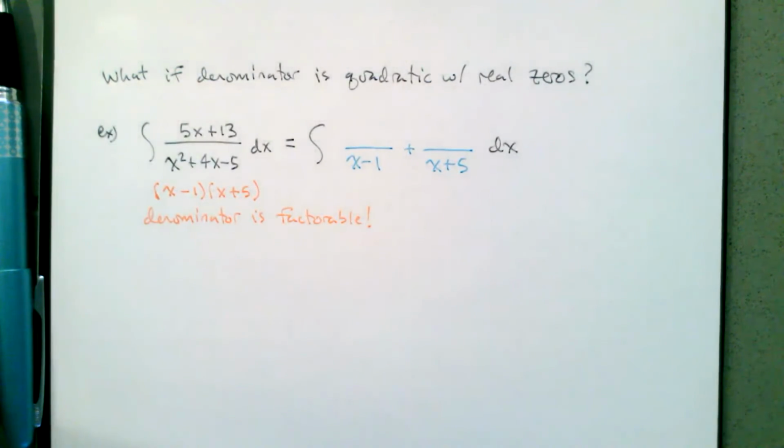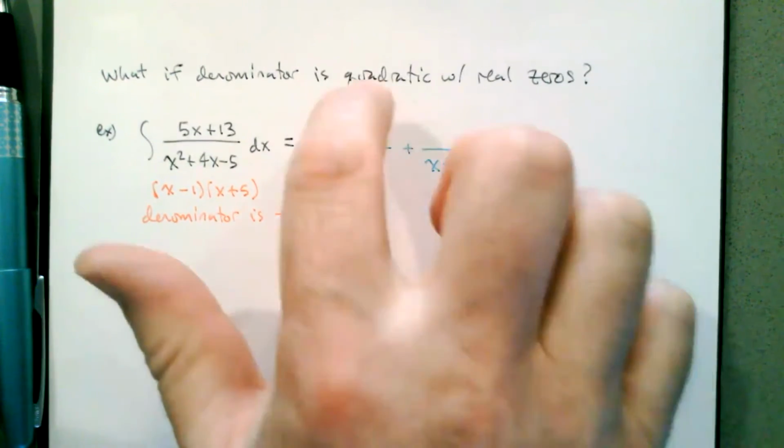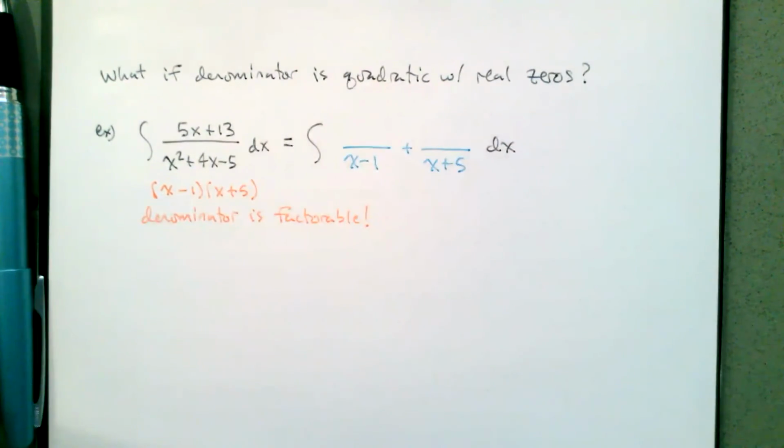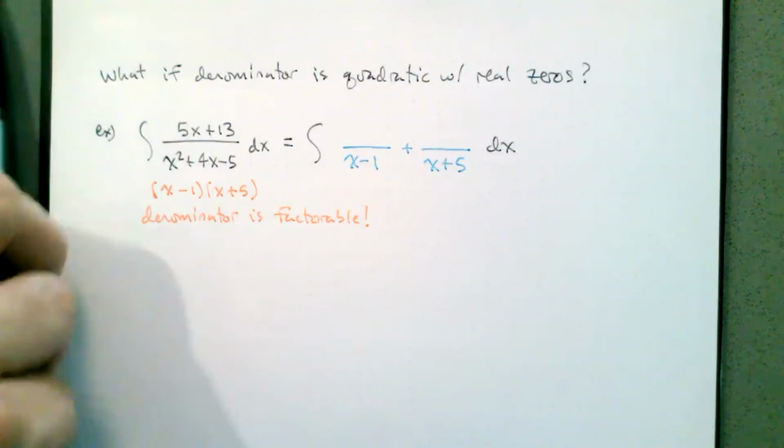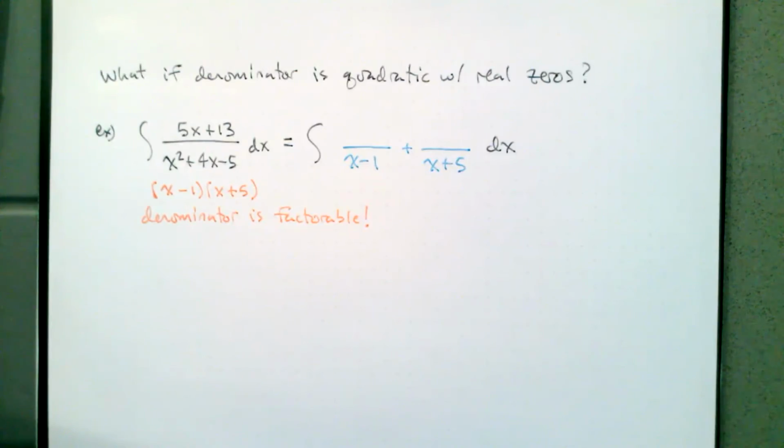Since the numerator had a degree that was less than the denominator, we know that in this sum, the degree of the numerator will still be less than that of the denominator, which in this case means they'll be constants. So what we're going to do is a process called partial fraction decomposition. This one actually works out to 3 over x minus 1 plus 2 over x plus 5.